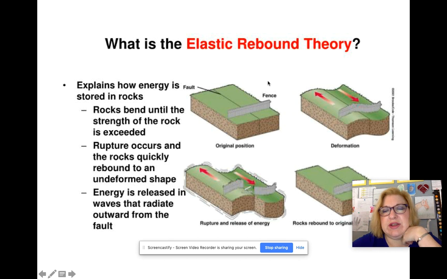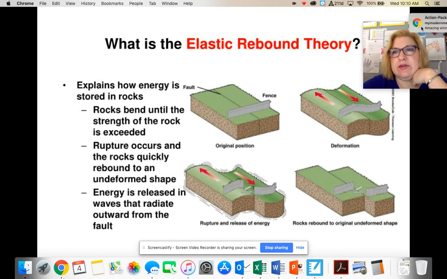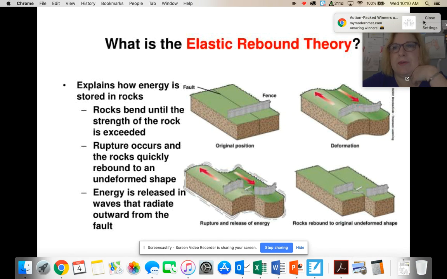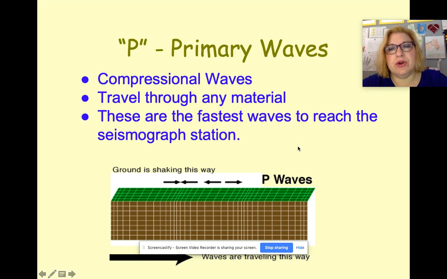You can sort of see how I've got a picture here of it stretching, stretching, and stretching, and then it finally breaks, and now there's a new configuration of rocks there. It's called the elastic rebound theory, kind of like the old school stretchy silly putty. We stretch it, stretch it, stretch it. Eventually, it's going to break. So that's how that works.